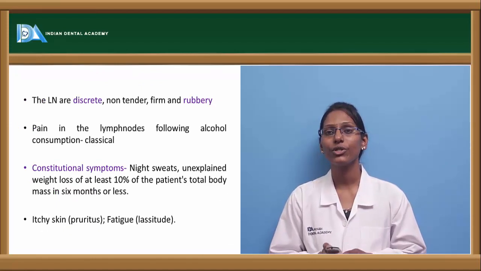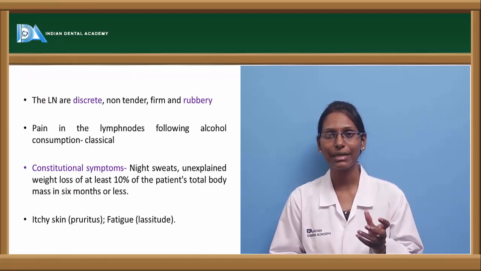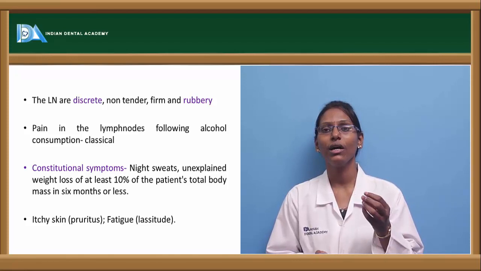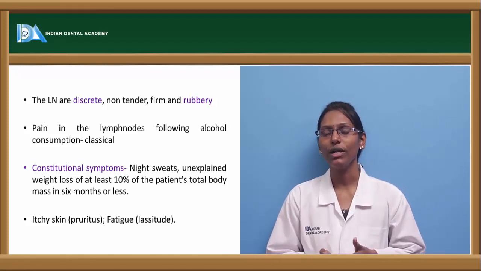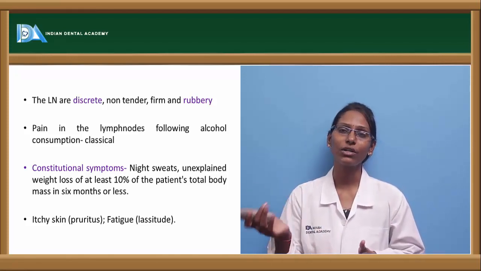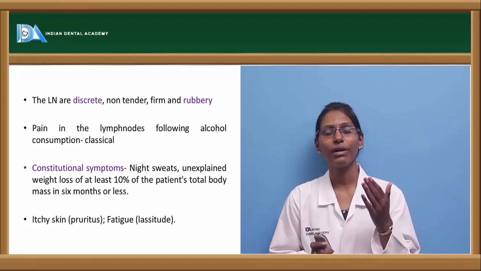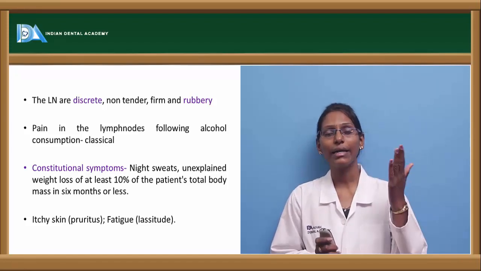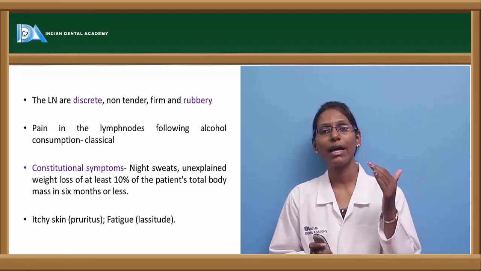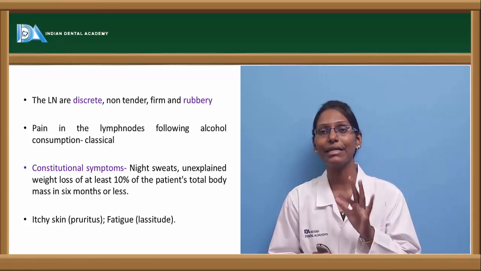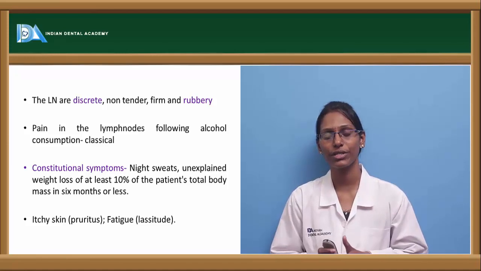These lymph nodes are usually firm in consistency, rubbery, and discrete in nature. Usually multiple lymph nodes are involved, and pain in the lymph nodes following alcohol consumption is a classical symptom of Hodgkin's lymphoma. Patients who drink alcohol can have pain in the lymph nodes afterwards.